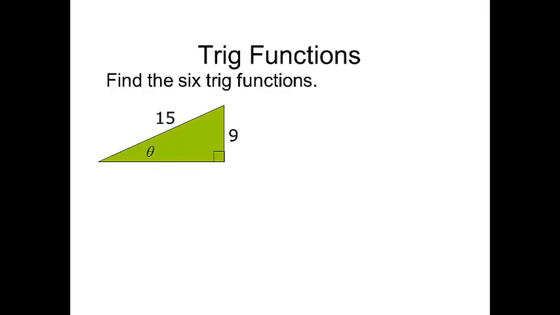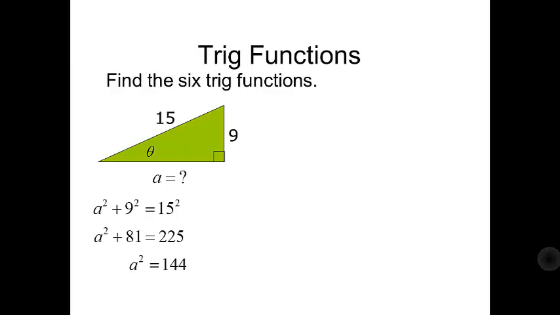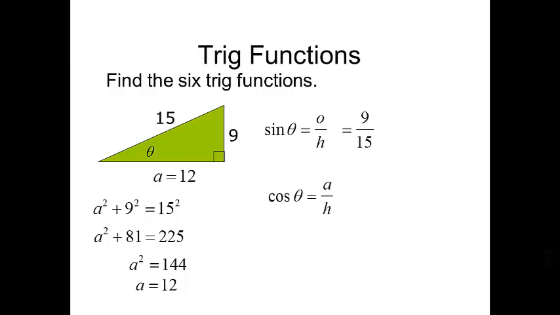Okay, you try this one, work it all the way through. All right. Okay, so you're going to find this with the Pythagorean theorem. And it's 225 minus 81, which is 144. And we get 12 again. Okay, so we have sine is opposite over hypotenuse, 9 over 15, cosine is adjacent over hypotenuse, which is 12 over 15, and tangent would be 9 over 12.